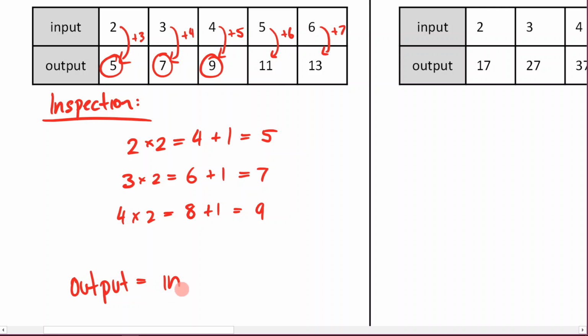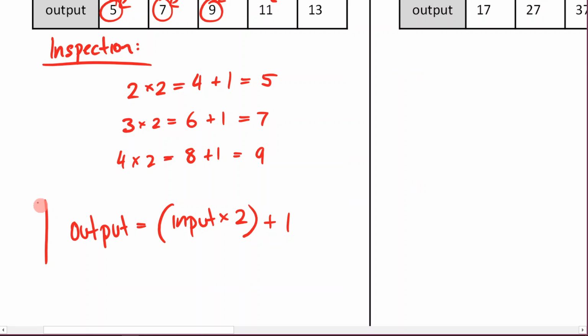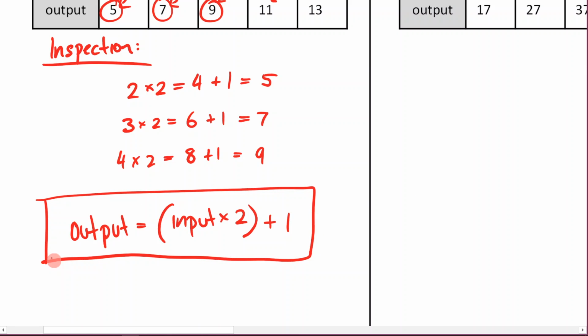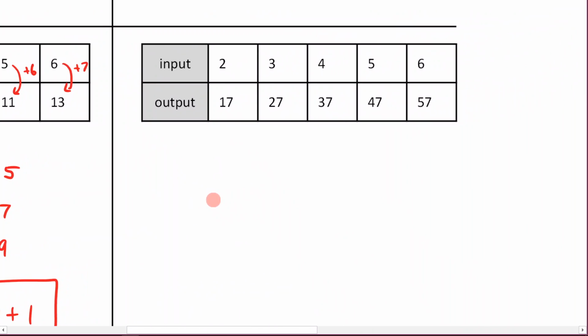equals my input. Sorry, let me try that again. It's going to be my output equals, brackets, input, times 2 plus 1. So first I'm multiplying my input by 2. That's why I have these brackets here. And then I'm plussing 1 to my answer. Perfect. All right, our very last question here. So again, we're trying to determine what the rule is going to be.